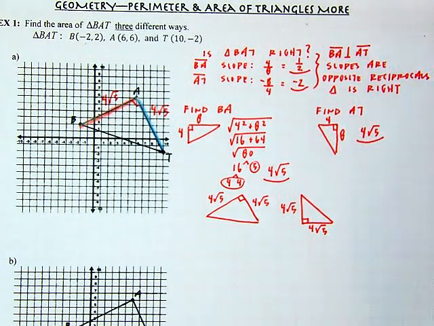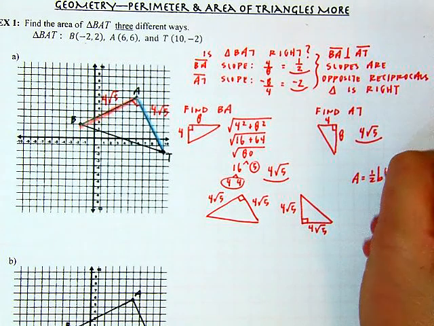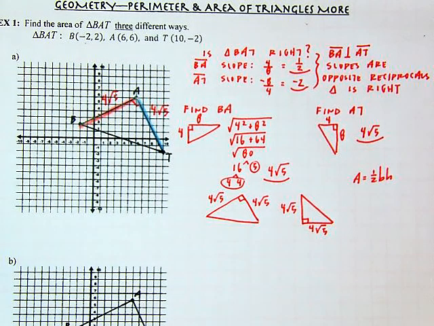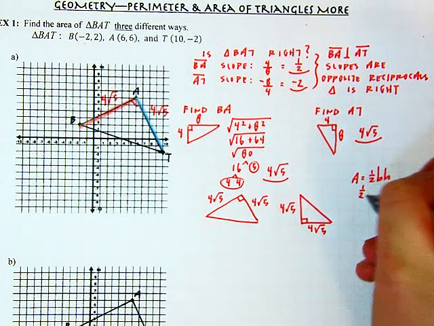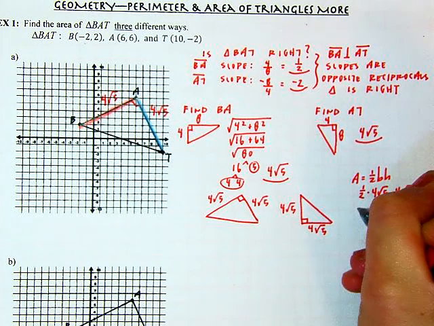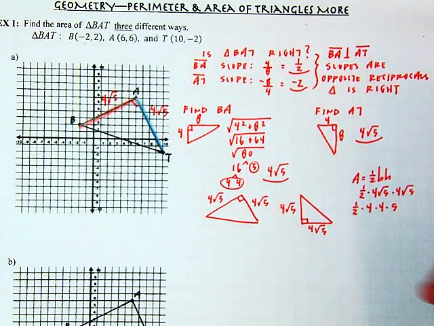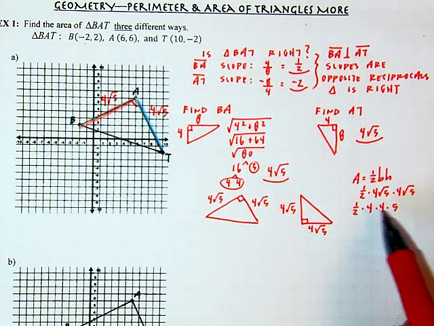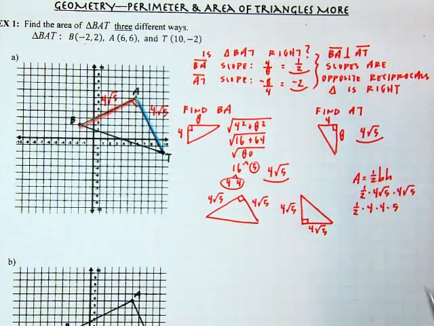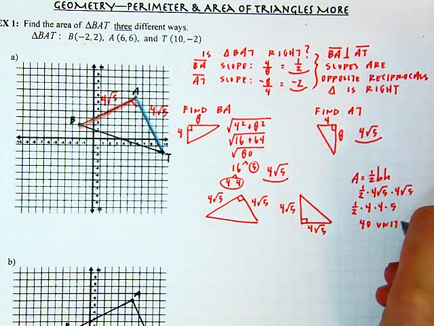Okay, so now I want the area. Area is 1/2 base times height, right? It's half of what it would look like as a rectangle. So I'm going to plug in my 4 root 5s for the base and the height. So half of 4 root 5 times 4 root 5. So that ends up being half of 4 times 4 times 5. So half of 4 is 2, times 4 we get 8, and then times 5 we're at 40. So we have 40 square units.